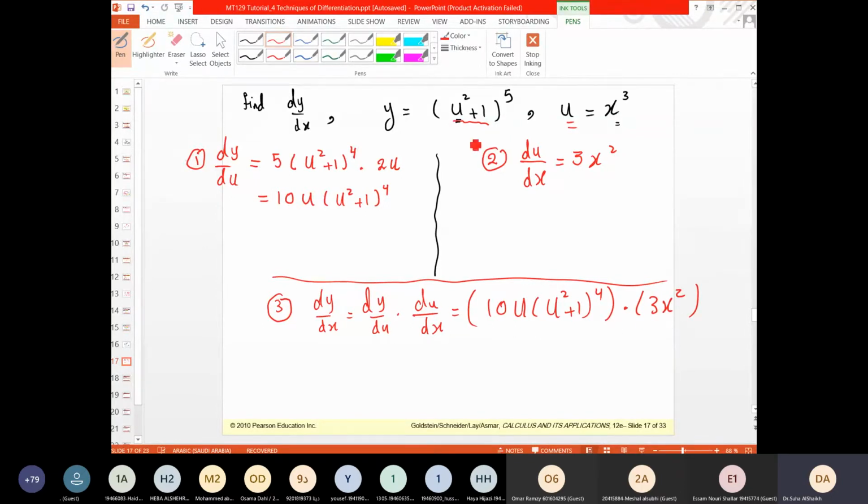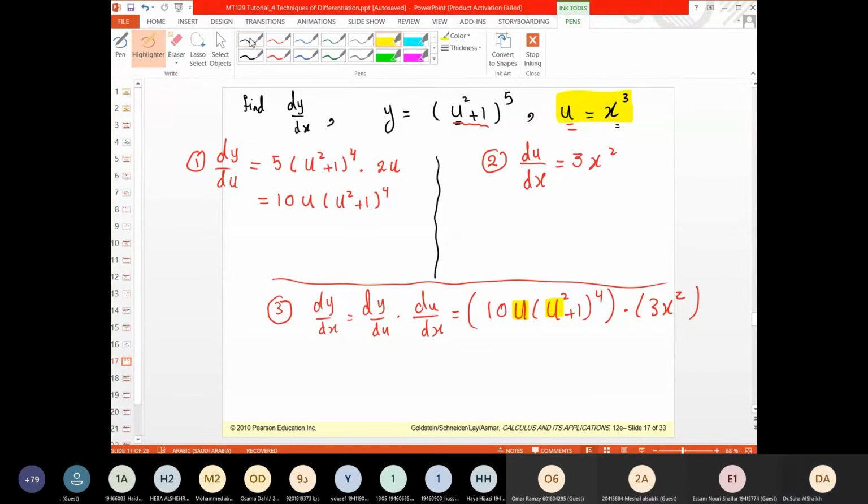We finished, but one more step remains. Change this u to x. How? I know that u is x cubed. So this will be 10 times x cubed times x cubed squared, which is x to the power 6, plus 1 to the power 4, times 3x squared. And this will be the derivative. The function is all in x and we are done. You got it? So we have two ways to apply the chain rule.